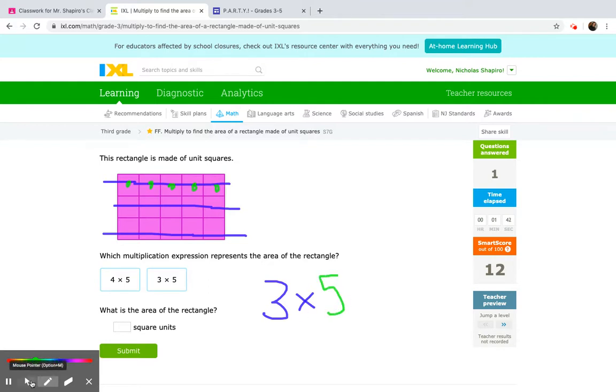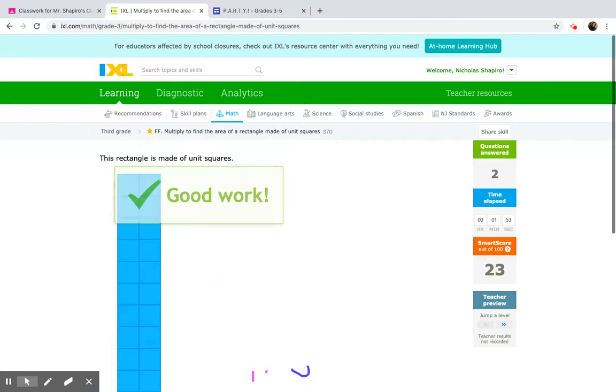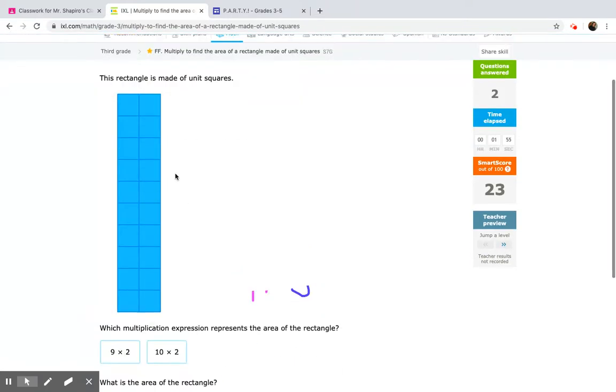I select my choice over here and then I multiply. 3 times 5. You probably could guess it by now in like 2 seconds. And it's 15. Friends, that's what you're doing. As you can see here, it can get a little tricky, but just carefully count and you'll be all right. Okay? Good luck, 3S.